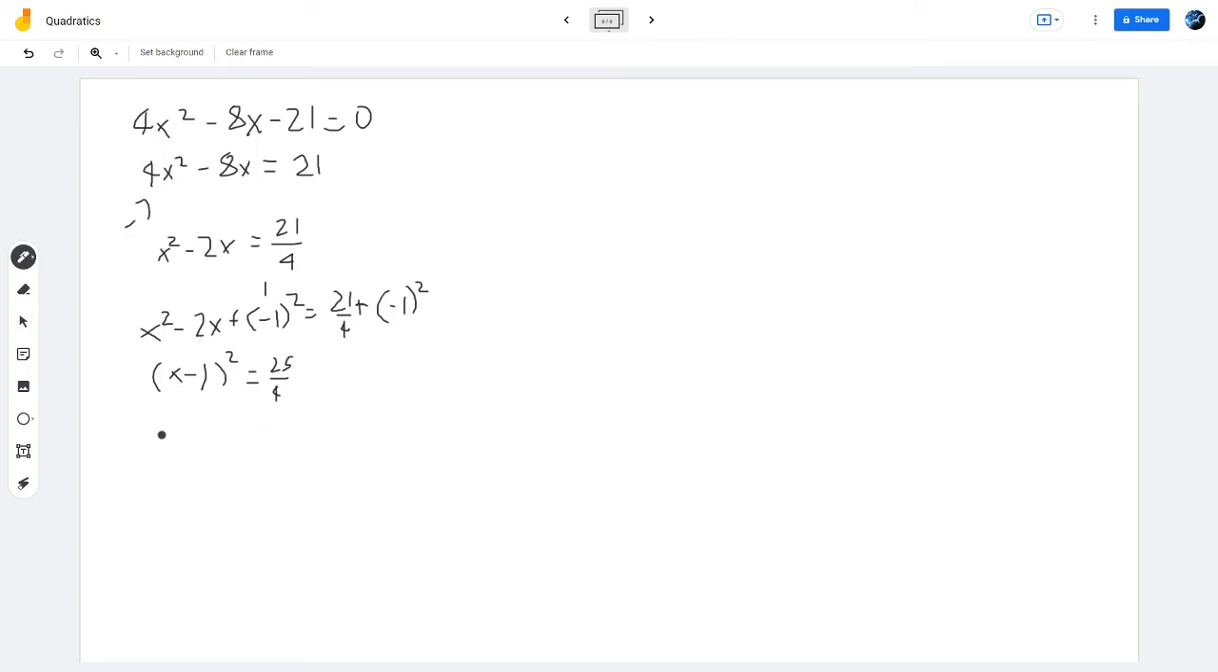And then we have x minus 1 is going to be equal to plus or minus 5 over 2, right? And if we have positive 5 over 2, it's just going to be 7 over 2. And if we have negative 5 over 2, it's just going to be negative 3 over 2, right? So these are our solutions.